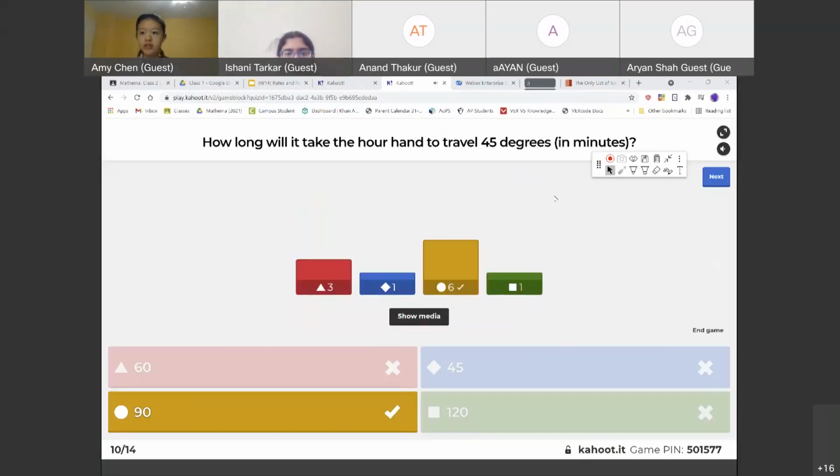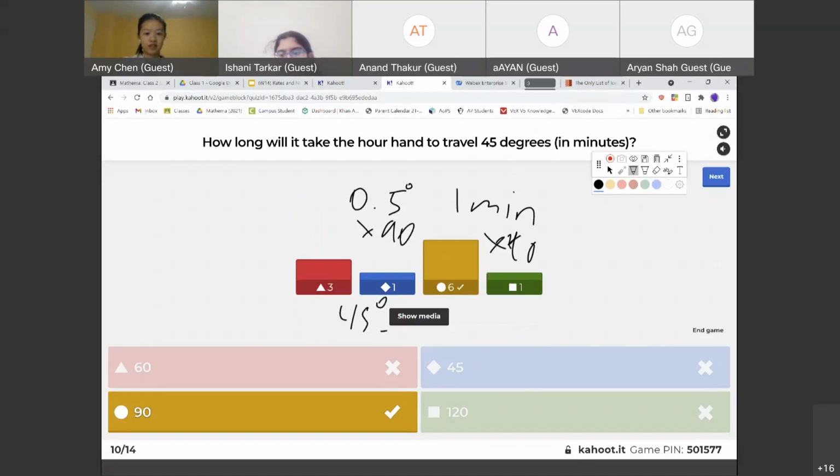Okay, so for this question, you have to remember that the hour hand will travel 0.5 degrees in 1 minute. So in order to travel 45 degrees, you multiply both sides by 90. And you get 45 degrees takes 90 minutes.